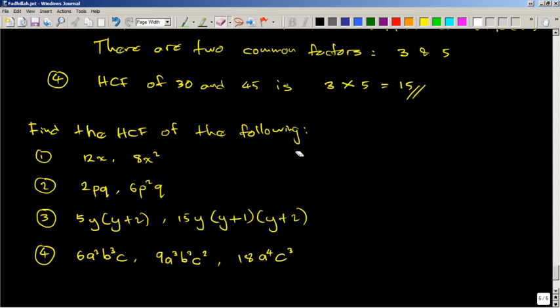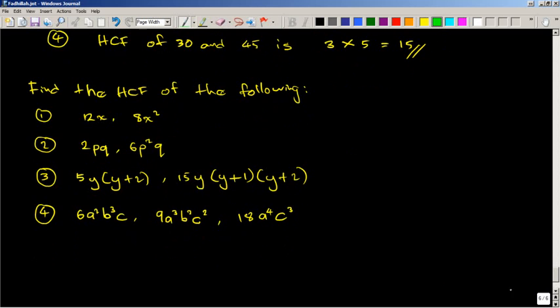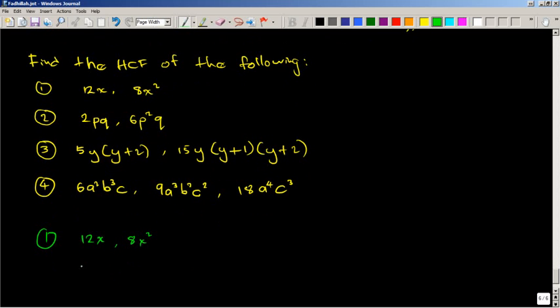Okay, number 1. 12x and 8x squared. First, try to find the prime factors. Have you learned the word prime factors? Yeah. Okay, prime factors meaning factors that are prime numbers. Prime numbers ni tahu maksud dia, prime numbers.